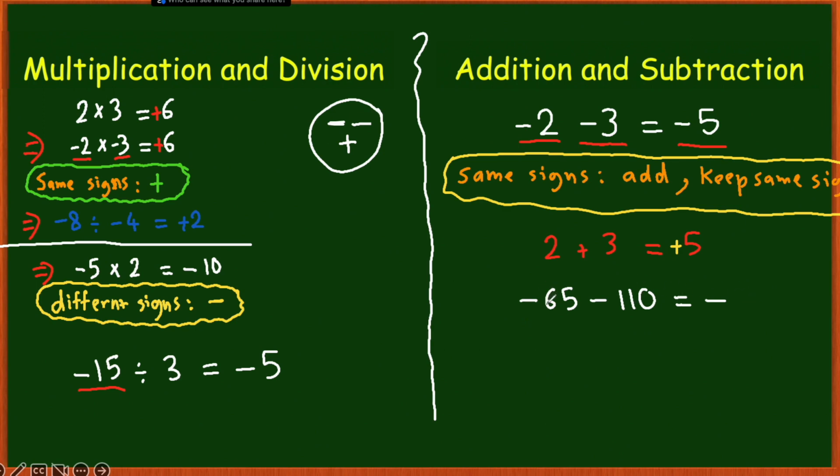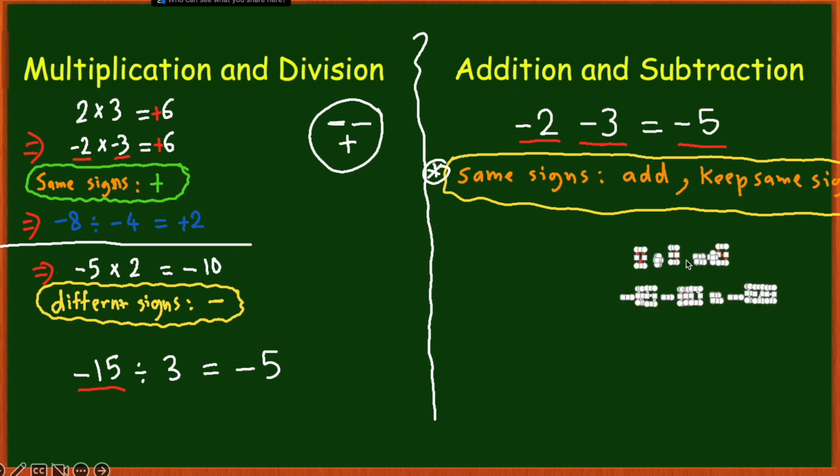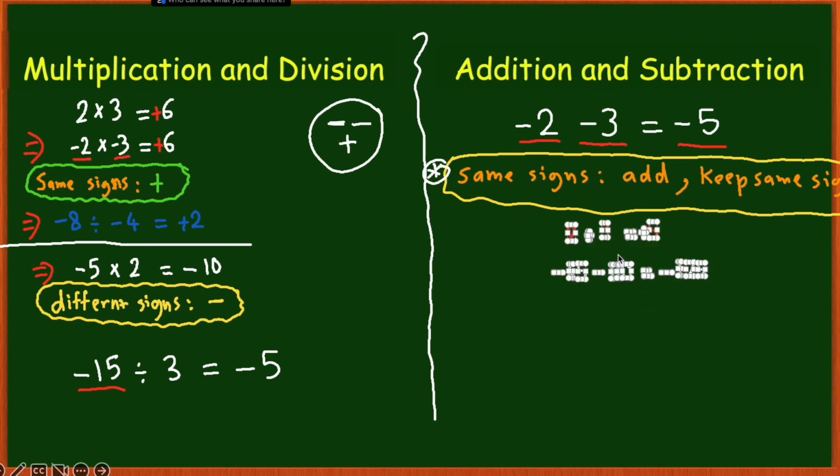We should have the same sign in the answer. And because they have same signs, what do we do? We add them. So we need to add 110 plus 65, which will give us 175. So the answer in this case is a negative 175. This is how we apply the first conclusion. We already concluded that together. So whenever we have same signs, we will just add and keep the same sign.